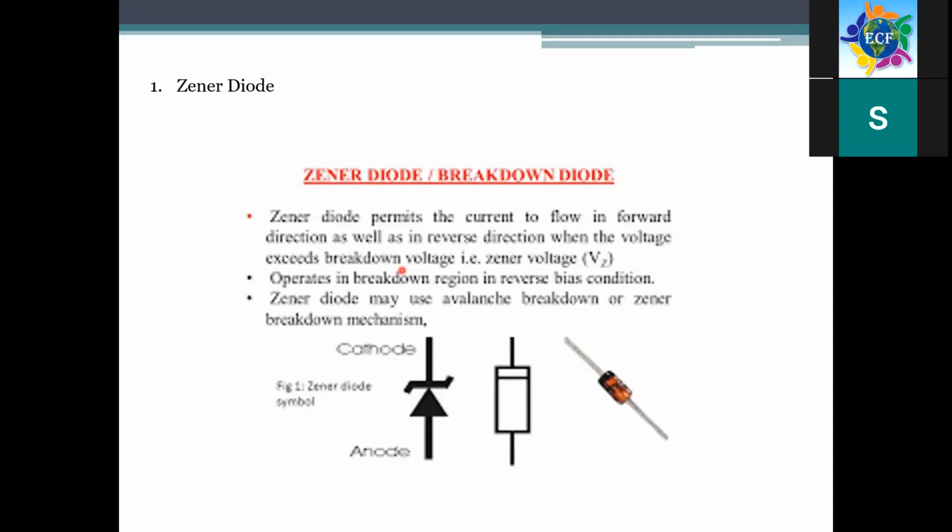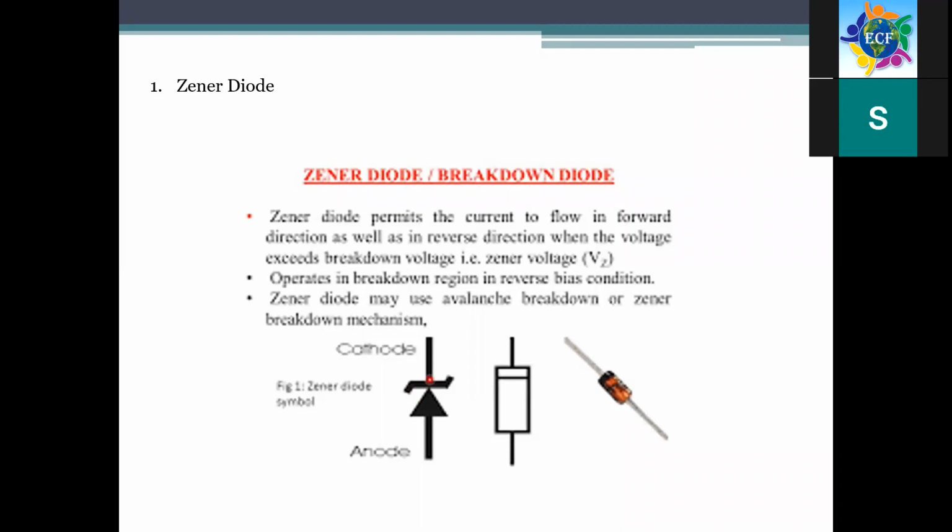So your Zener diode is designed to get a stable voltage, and it is always operated in reverse bias only. By adjusting the doping level, Zener diodes offer different voltages from 2 to 200 volts, and they are manufactured with different wattages. The Zener diode permits the current to flow in the forward direction as well as in the reverse direction when the voltage exceeds the breakdown voltage, that is your Zener voltage. The symbol for the Zener diode is given here: the triangular symbol and the horizontal line with the two arrows.